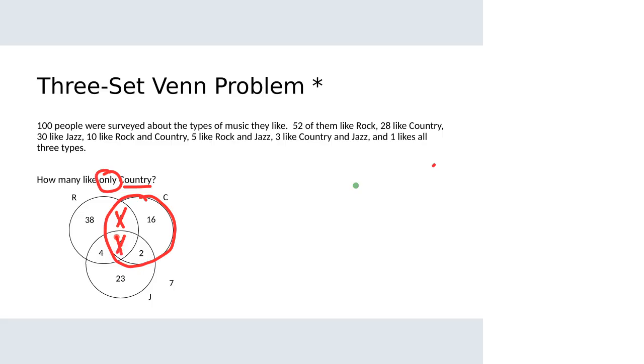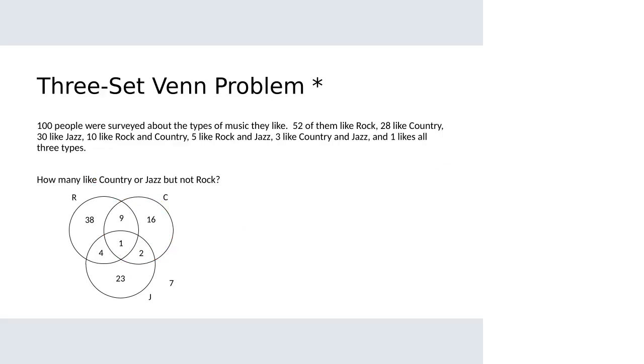They like rock and jazz, can't have them. They like jazz, can't have them. And so we end up with just the 16 people over there in region 3. That's what the word only points us towards. Word only is important in there because if it said how many like country, we'd add up everybody in the C circle. Since it said how many like only country, we have to throw out anybody who likes something else.